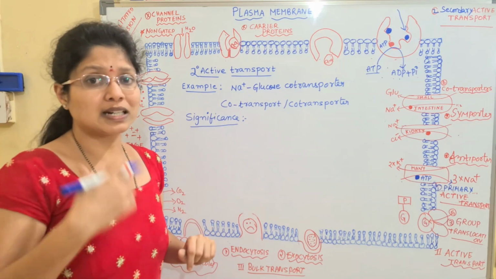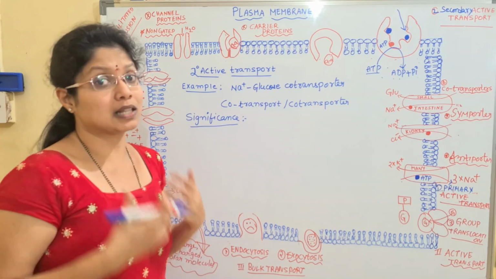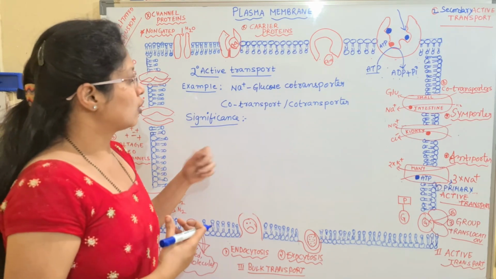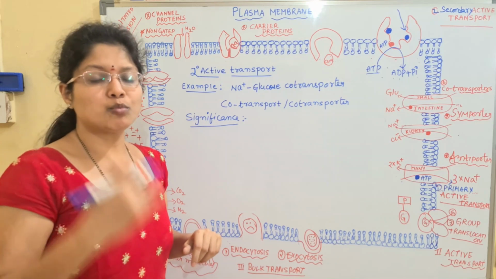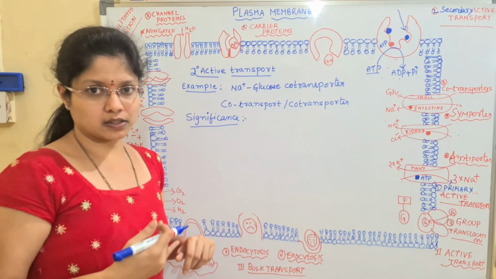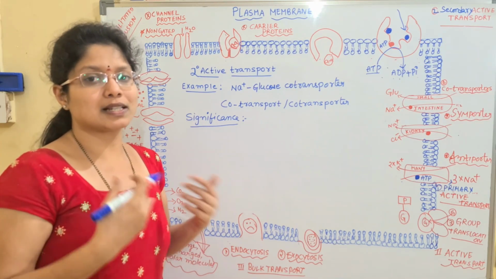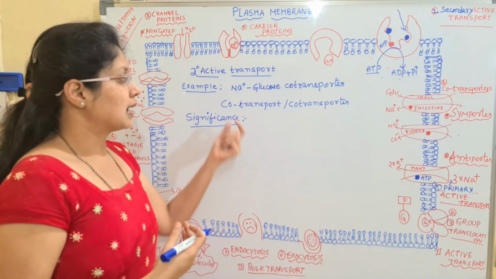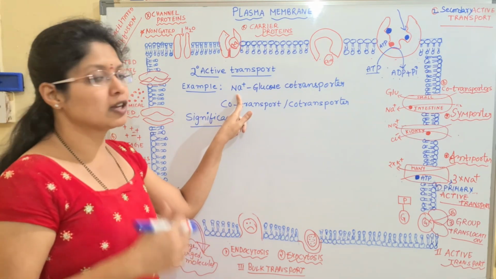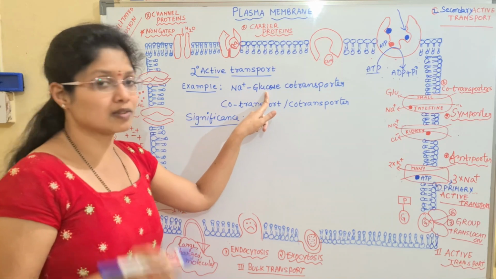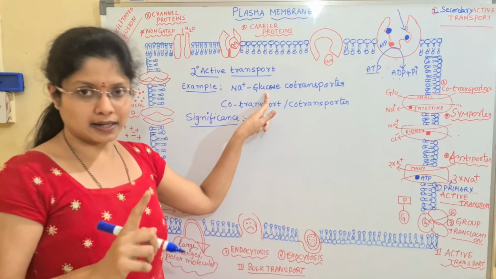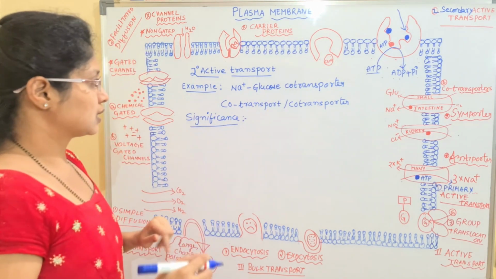So which is moving downhill and which is moving uphill, that you have to remember. Why? Because we all know the downhill movement will always create the energy, and that energy will be utilized by the other molecule. In this case the sodium will move downhill and the glucose will be moving against the gradient. Okay, so let us see how this will happen.